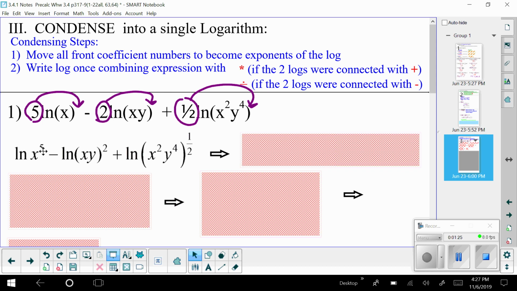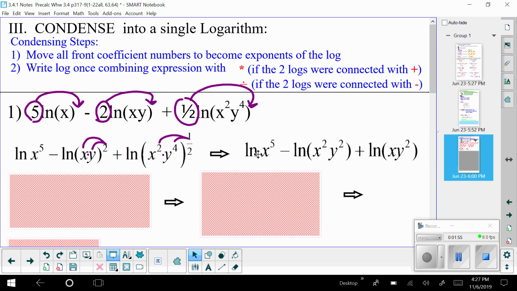So now we have the natural log of x to the 5th minus the natural log of the quantity xy squared plus the natural log of the quantity x squared y to the 4th to the 1/2. And then this just turns into cleaning it up a little bit here. The first term can't reduce at all, but here I can distribute this power of 2 through. Here I can distribute this power of 1/2 through. And again, that's because we have multiply going on inside of there. So when we clean it up, we're ending up with the natural log of x to the 5th minus the natural log of the quantity x squared y squared plus the natural log of the quantity xy squared.